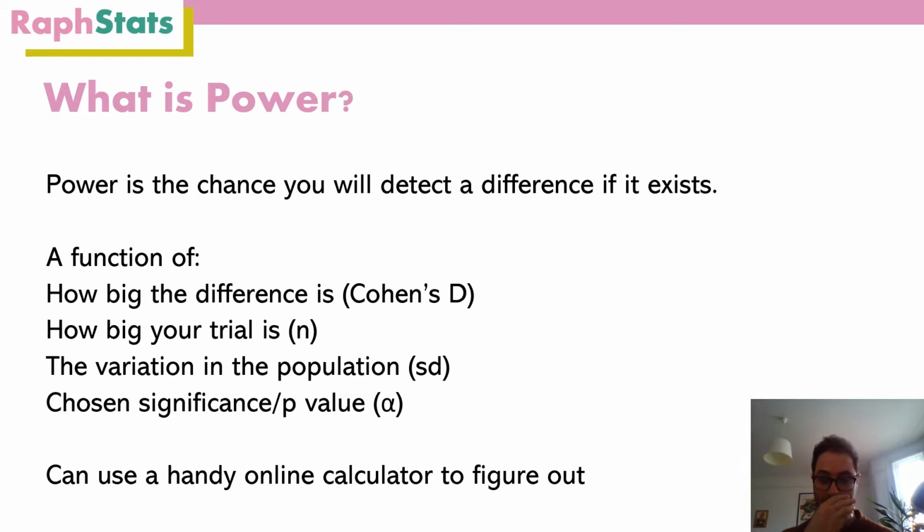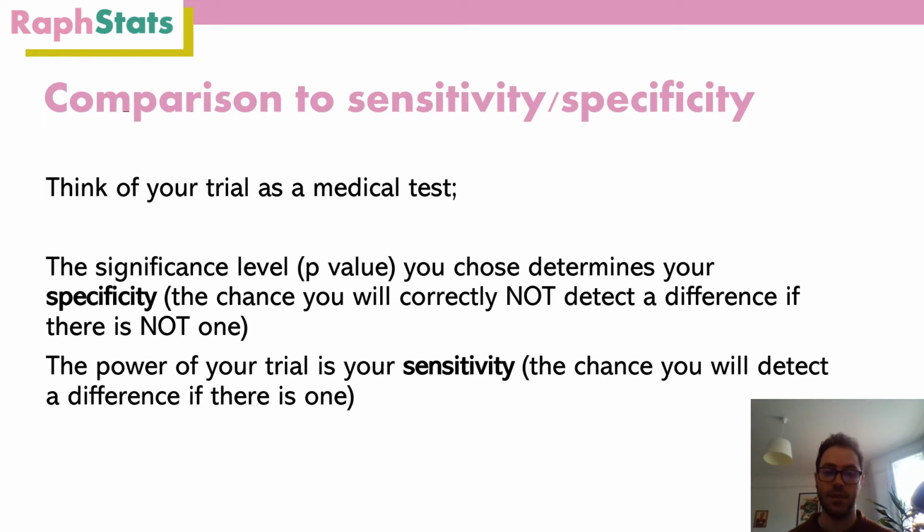And the final thing that changes power is your significance level, or alpha, and the one that we normally use is 0.05. Essentially, the lower your significance level, the lower your power. So the more that we try to avoid getting it wrong and saying there is a difference when there isn't, the worse we are at being able to determine that there is a difference when it actually exists. And this is the balance that exists between power and p-values.